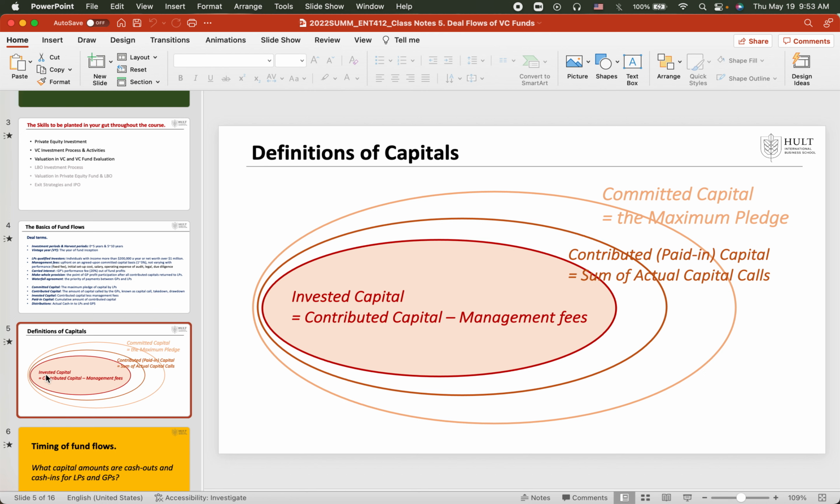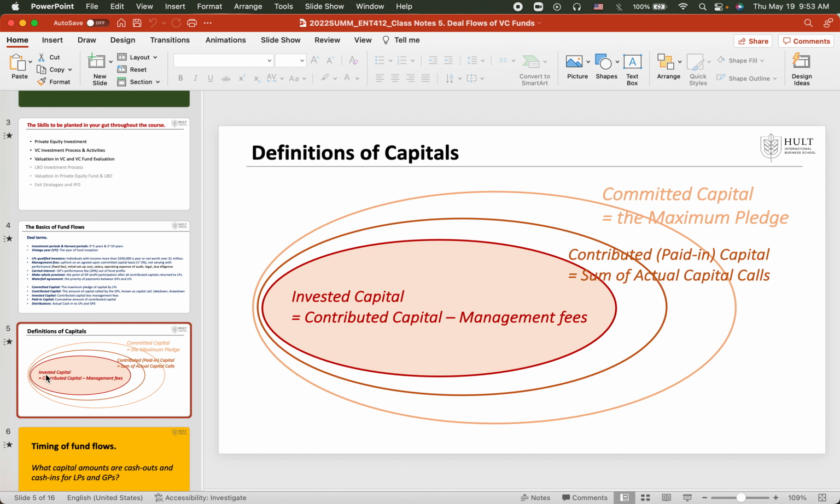Invested capital is definitely not the same as contributed capital, because the management fee is an upfront fee taken out before investment, right? So contributed capital minus management fee is invested capital, right?